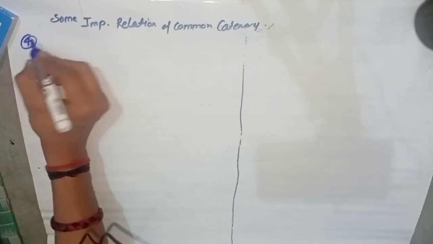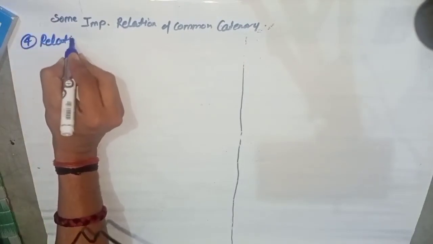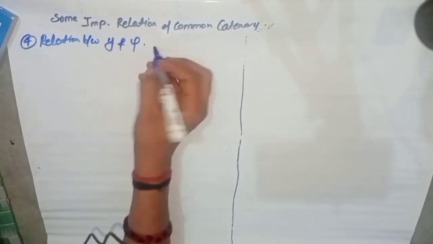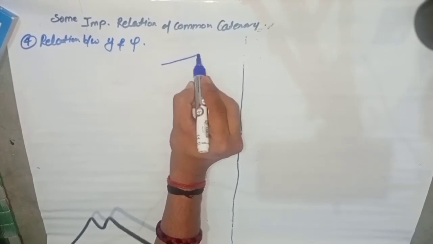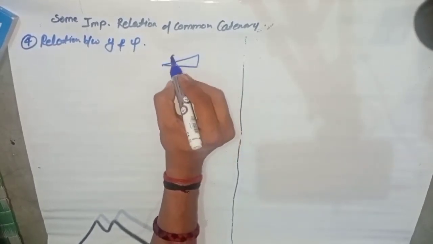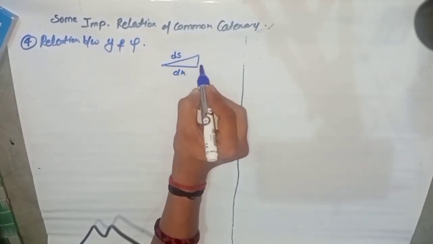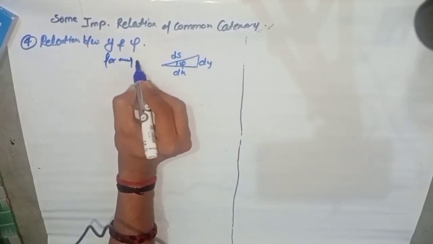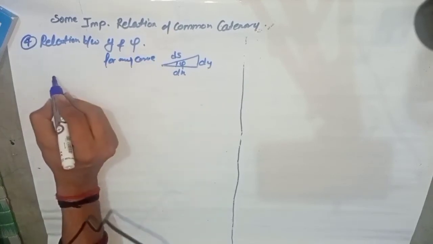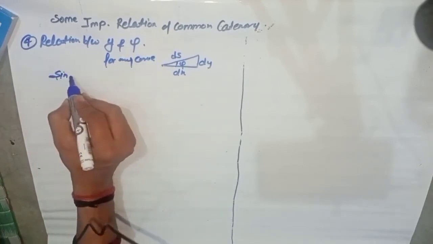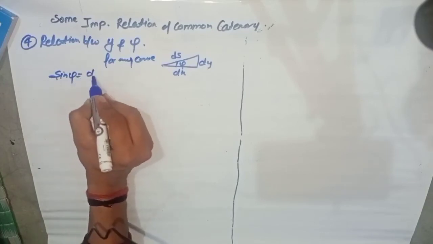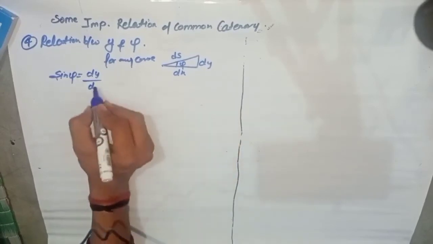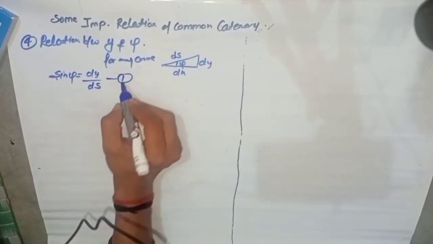Now the fourth is the relation between y and ψ. Again, let us take any curve, with ds, dx and dy, and this is ψ. If we take sin ψ = dy/ds, this is equation 4 first.